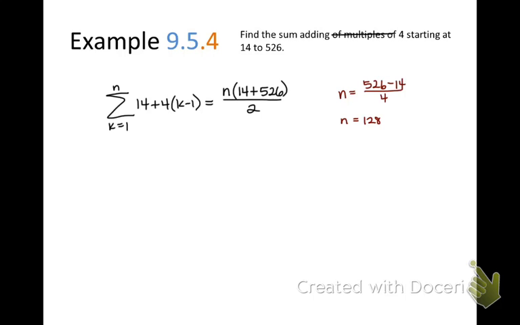So that means I'm adding up to the 128th term, right? And so I replace n in my formula, and I just punch this whole thing out, and that will give me my answer. So if I do that, I'm getting 34,560. All right, so that's pretty similar to the one we did before.